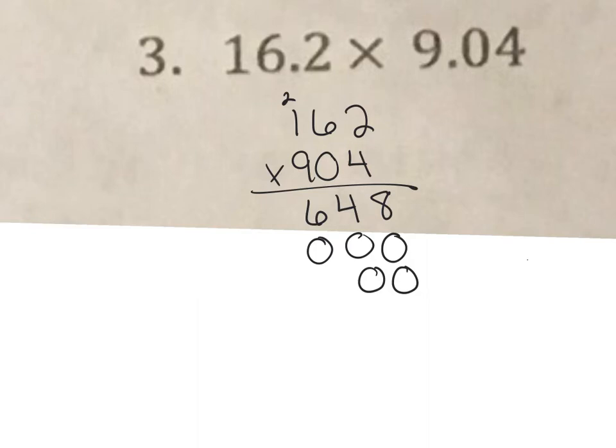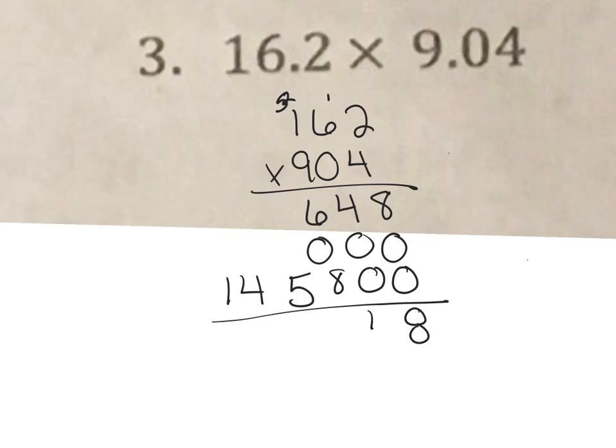9 times 2 is 18, carry a 1. 9 times 6 is 54, plus 1 is 55, carry a 5. 9 times 1 is 9, plus 5 is 14. So we're going to add 8, 4, 6 plus 8 is 14, 6, and then 14. Once again, circle. 1, 2, 3. There are 3 numbers behind the decimal, so there should be 3 in my answer.